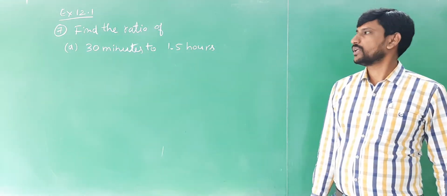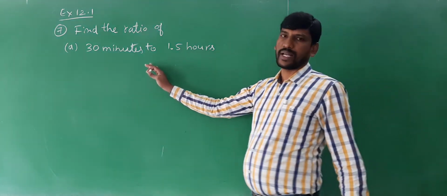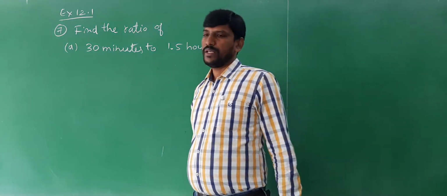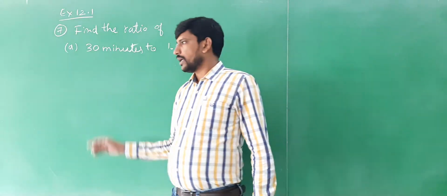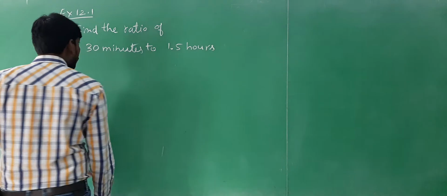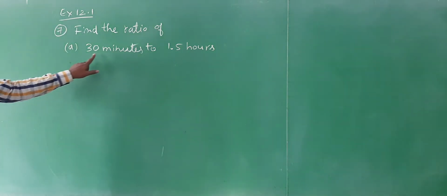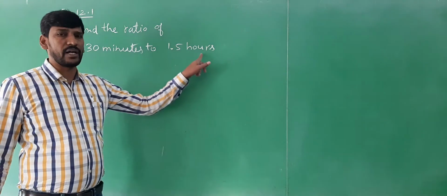We are going to continue our session, that is 12.1 exercise question number 7. In the previous session we completed up to question number 6. Now let us see here. Find the ratio of first bit, 30 minutes to 1.5 hours.